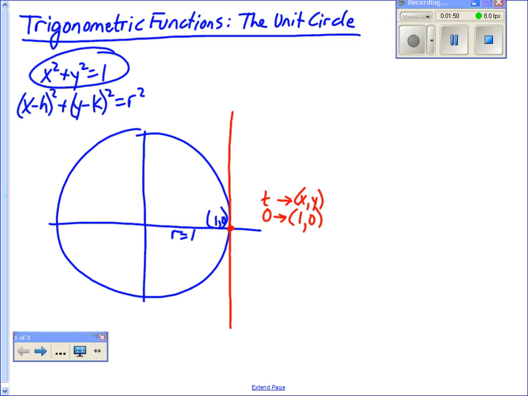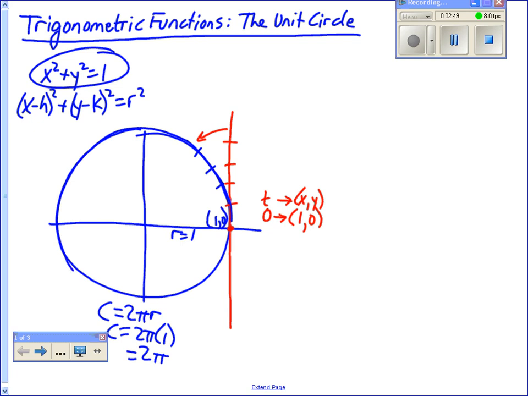So each point on the real number line, each value t, if you imagine wrapping it around that circle, you have these real number t values that pertain to an (x, y) value. If you were to wrap it the whole way around, the entire circumference of this circle, the circumference is 2 pi r. So if your radius is 1, going all the way around gives you the real number 2 pi.